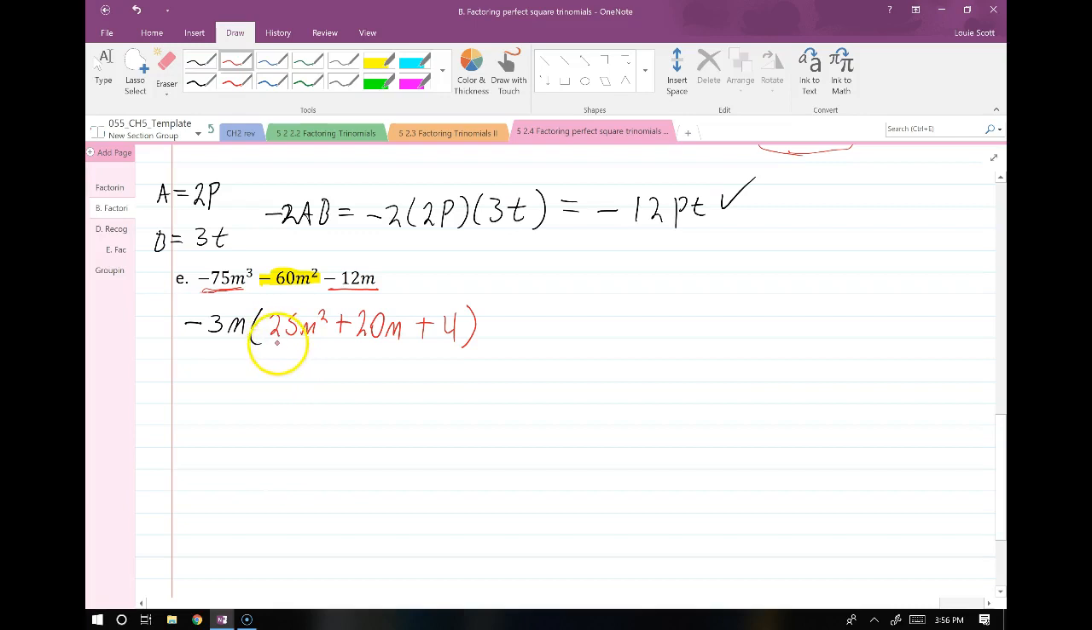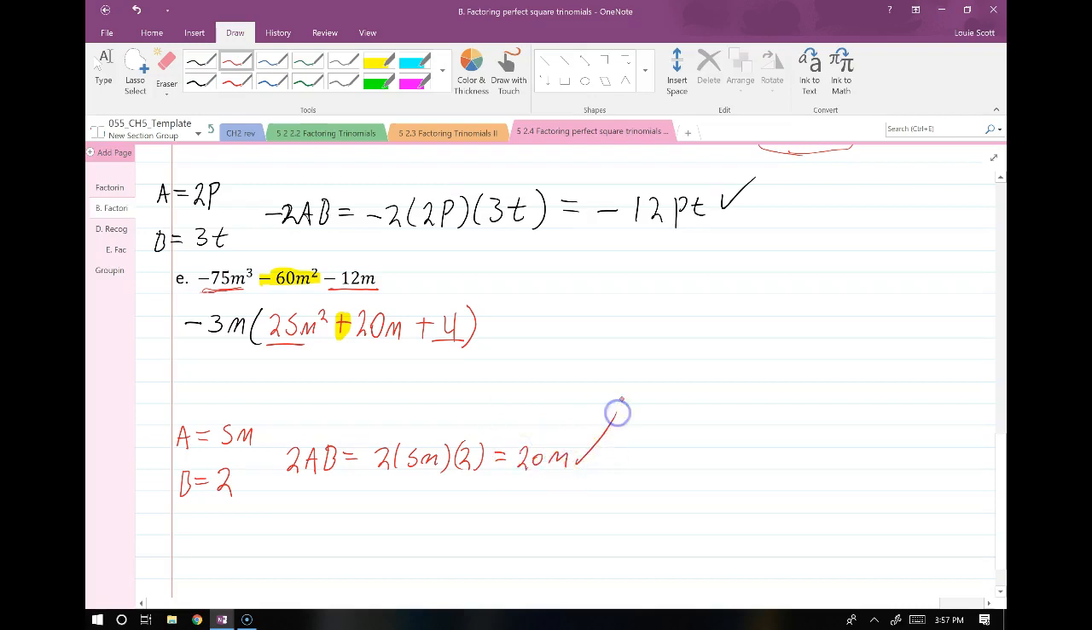Now, let's see if this inner polynomial conforms to our perfect square trinomial, and then we can use our little formula. Okay, so a would be the square root of the first term, so a would equal 5m. B would be the square root of the last term, so b would have to equal 2. We have a positive in the middle, so we use our plus 2ab form. So 2ab, that is equal to 2 times 5m times 2. Yeah, there we go, 20m.